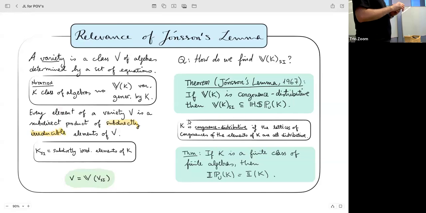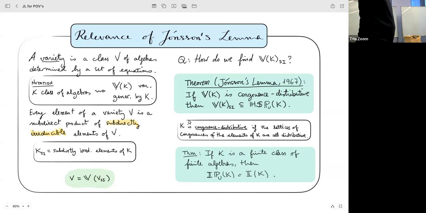But suppose I have an infinite algebra. Is this still helpful or not so much? Still, it's going to be helpful. You have to work a little bit more because you have to find out what the ultraproducts are going to be of that infinite algebra. But it's still helpful. It's still going to be much easier. The only catch is that you have to prove that your variety is congruence distributive.